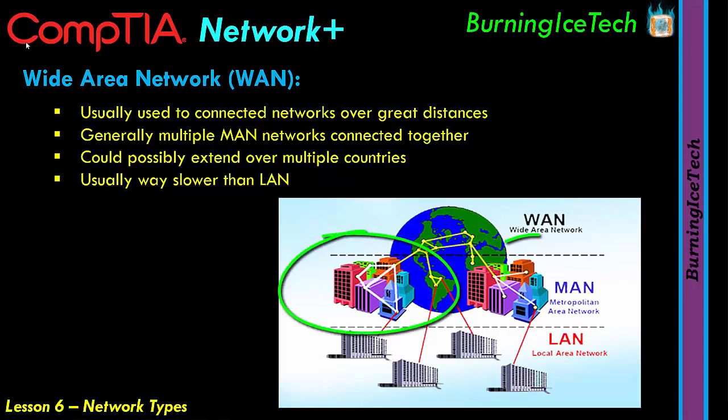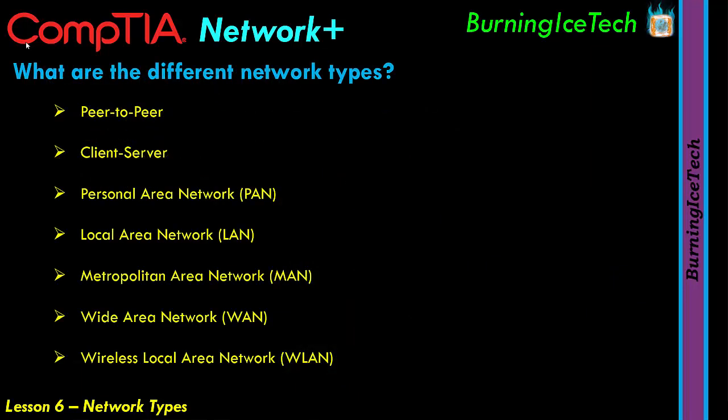So WAN is simply when you're going to take multiple MANs and connect those puppies to one another. As long as you remember it, different MANs could potentially be in different cities. You're going to connect those different puppies with one another. And this could potentially be in more than one country, and quite frankly, most likely will be in more than one country. Now going back to our little list here, the last one on our list, folks, is WLAN.